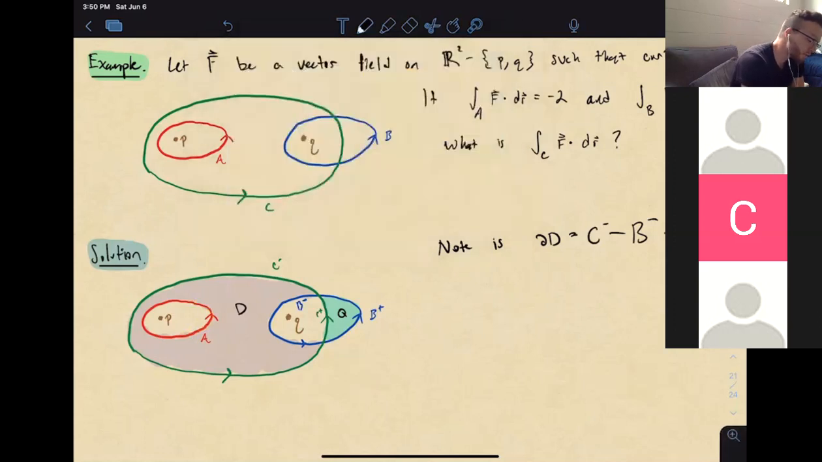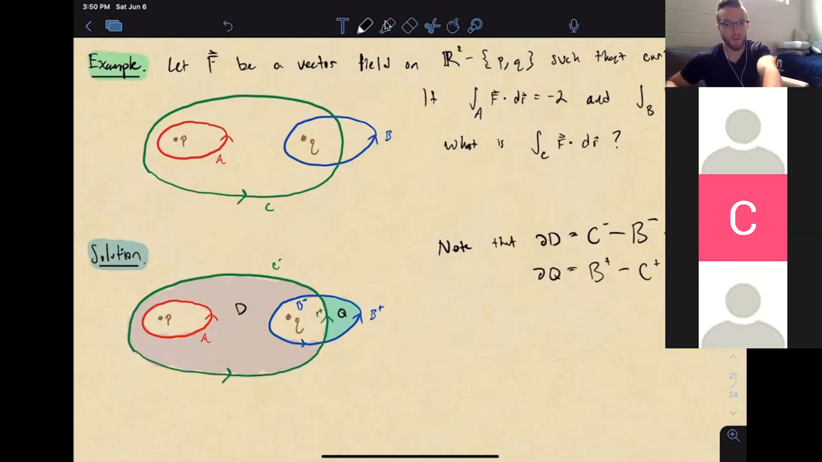What about the boundary of Q? Yeah, that's a sign that I'm starting to lose it. It's been a long quarter. So the boundary of Q, this one's a little easier. This is going to be B plus minus C plus. How's that so far? Is everyone on board with that?